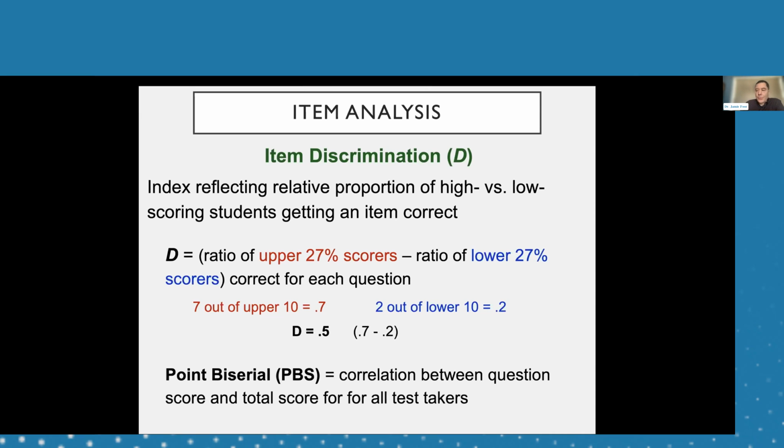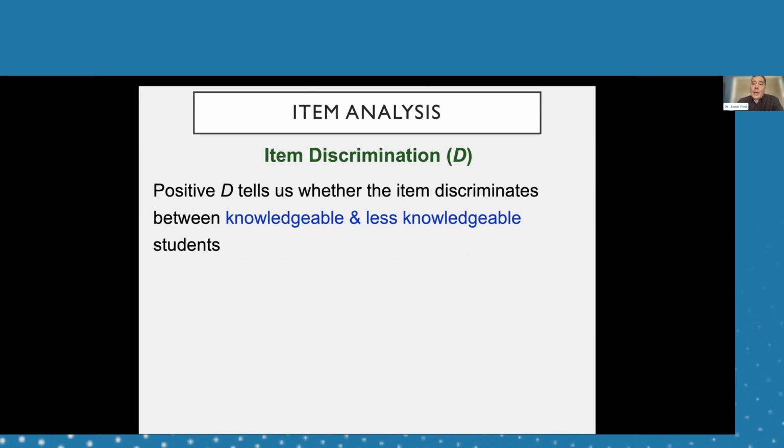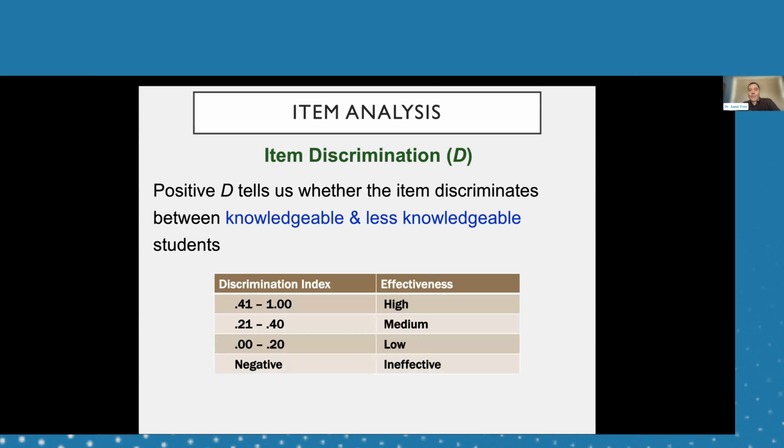So which one do you use? Well, I've used both. A lot of times these numbers, the D ratio and the point biserial, will come out very close, but they're both perfectly fine to use for item discrimination. All right, so again, what does item discrimination tell us? Well, a positive D, and these numbers can range from negative 1 to positive 1, tells us whether the item is discriminating between knowledgeable students versus less knowledgeable students.